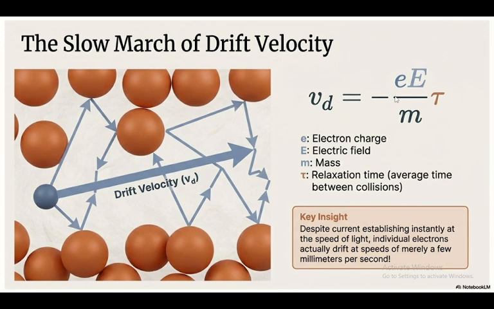Drift velocity is equal to minus small e capital E by small m into tau. Small e is the electron charge, capital E is the electric field, m is the mass, and tau is the relaxation time, the average time between collisions. Key insight: despite current being established instantly at the speed of light, individual electrons actually drift at speeds of merely a few millimeters per second.